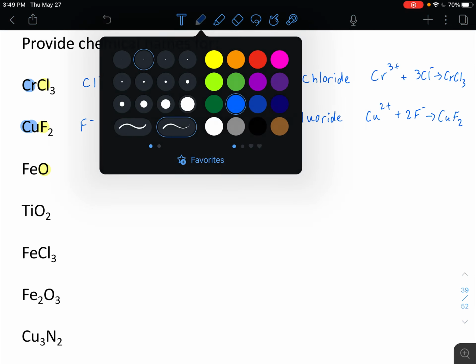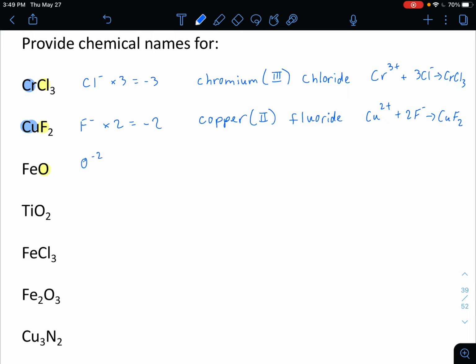All right, next one, we've got oxygen. So this one's pretty straightforward, right? Because oxygen is -2 and there's one of them. So that means that the Fe also needs to be +2. So FeO is iron 2 oxide. So we're going to use the Roman numeral way to do all of these. So if you've used the ferrous and ferric or cuprous and cupric before, for the transition metals, we're going to use the Roman numeral naming. So here it's Fe2 plus O2 minus makes FeO.